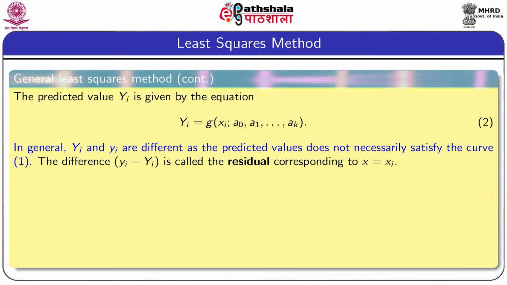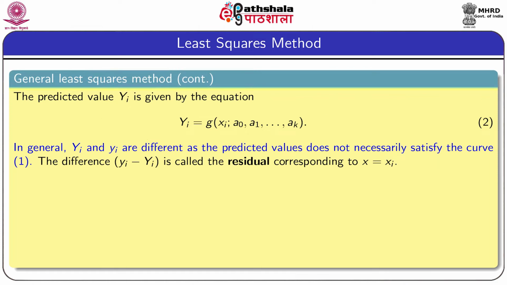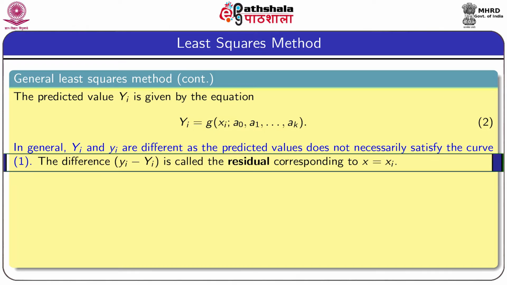The predicted value of yi is given by the equation capital Yi equal to g of xi and the parameters a0, a1 up to ak. In general, capital Yi, the predicted value, and small yi are different, as the predicted values do not necessarily satisfy the curve 1, that means the predicted value does not lie on the curve. The difference small yi minus capital Yi is called the residual corresponding to the point x equal to xi.